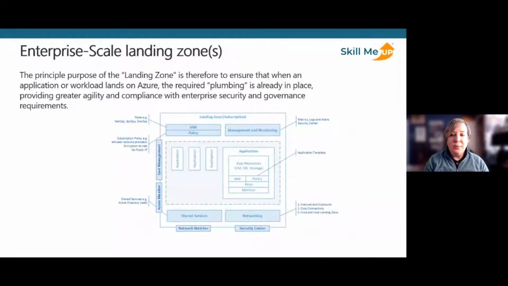So the principal purpose of a landing zone is really to ensure that when an application or workload lands in Azure, the required plumbing is already in place. This will provide greater agility and compliance with enterprise security and governance requirements.